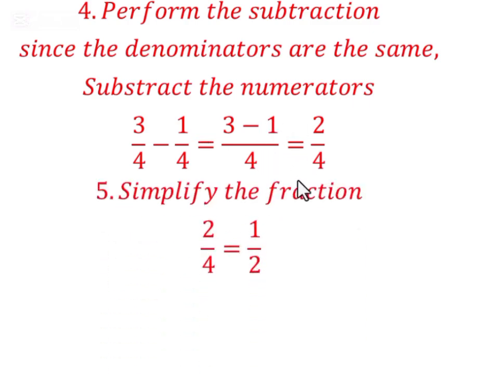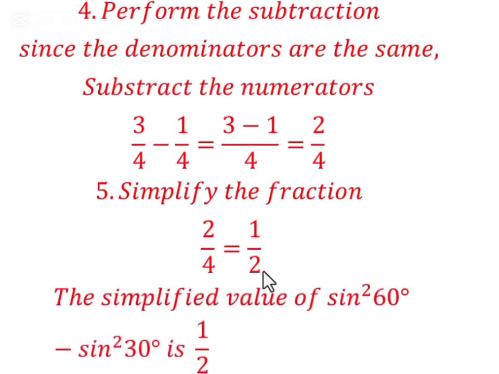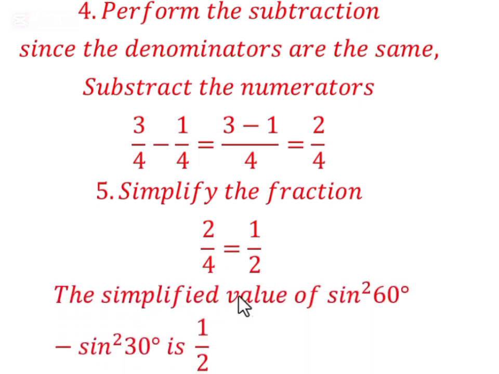Then from here I simplify this fraction. Looking at this, 2 is a common factor, so 2 divided by 2 gives me 1, and 4 divided by 2 gives me 2. So the simplified form of the expression, sin² 60 degrees minus sin² 30 degrees, is 1 over 2.